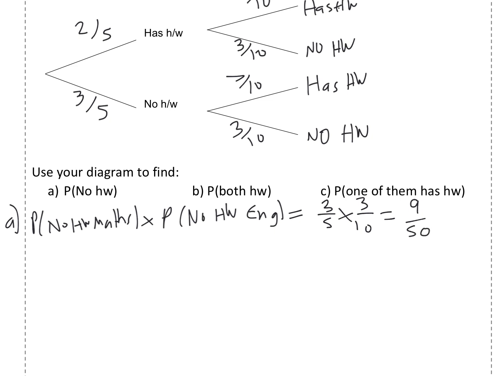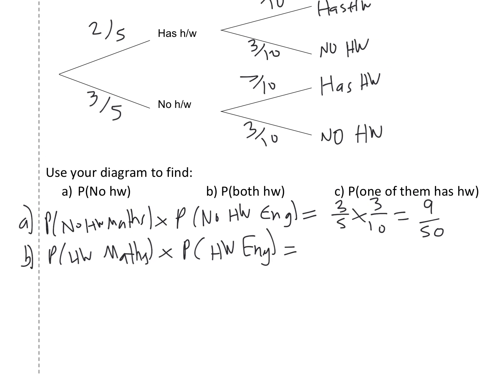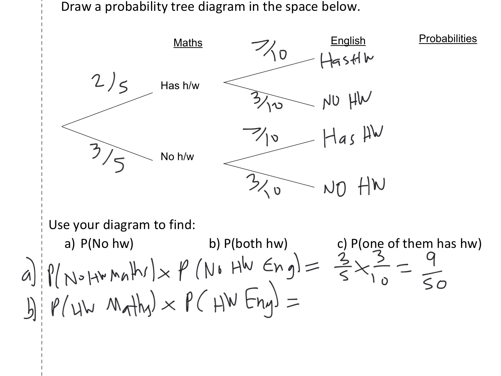Okay, part B is to find the probability that both homeworks have been done. The probability of homework for maths, we multiply that by the probability of homework for English. That gives the chances of maths homework being done 2/5, English homework 7/10. So this one here, 2/5 times 7/10. That gives 14/50. That one can be simplified to 7/25.